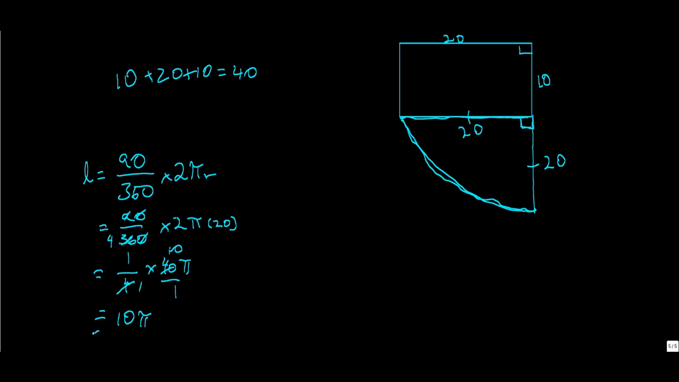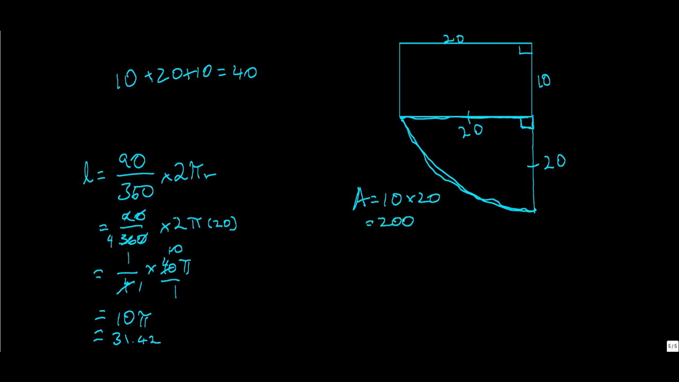As exact values. Now, if you use a calculator, you should get 31.42 to 2 decimal places. Right? So now, if you want, you can go and find the area. To find the area of the rectangle, very simple. Just 10 times 20, which is 200.